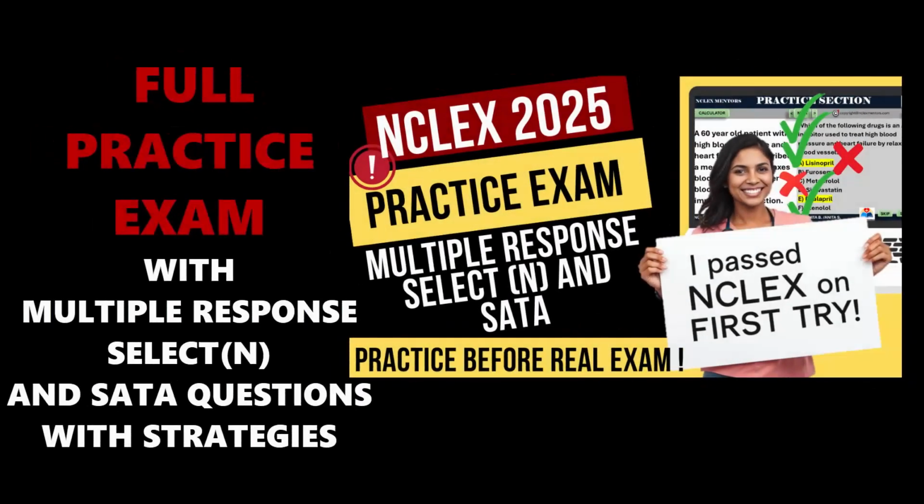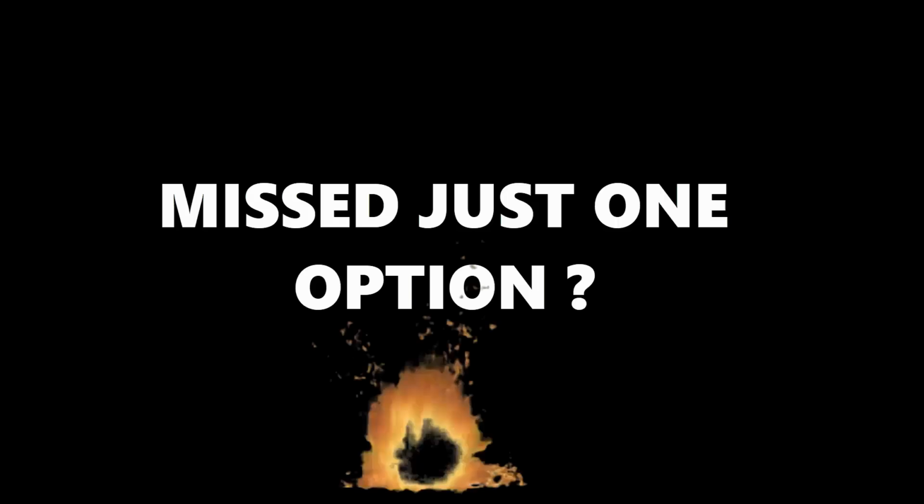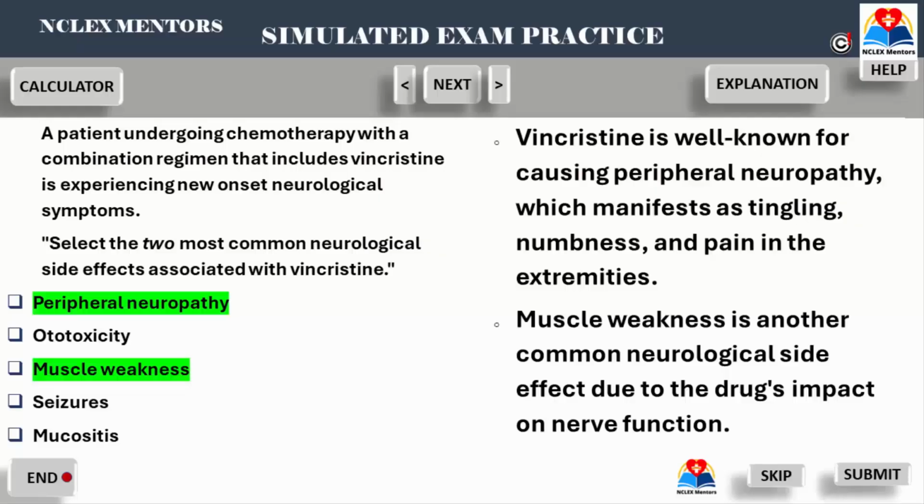Multiple response, select N, and select all that apply SATA questions. These are hands down some of the trickiest ones on the NCLEX. Miss just one option? Boom. No points. And let's be real, you do not want to fail the NCLEX. But don't stress. In this video, we're breaking it all down step by step.